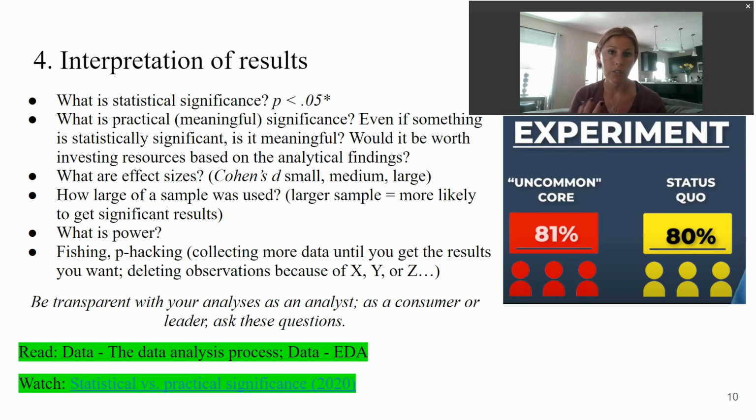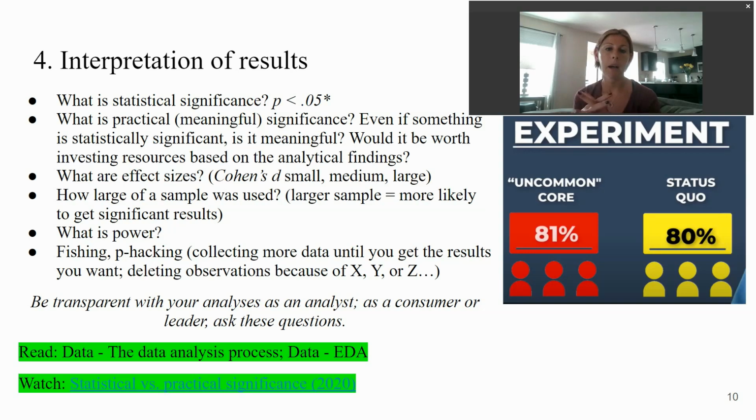It depends on your alpha value, your p, right? If you go from 0.05 to 0.01, you're getting more precise, and so it's kind of harder to detect. So you have to think about that. It depends on the effect size, right? It's harder to detect a smaller effect than it is a larger effect.